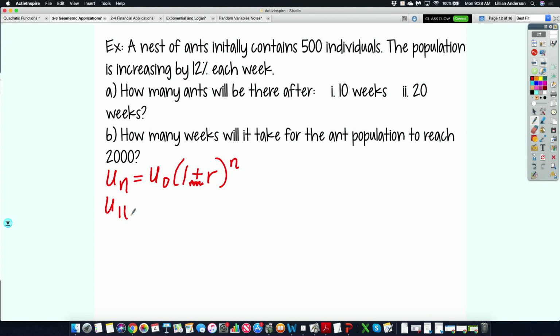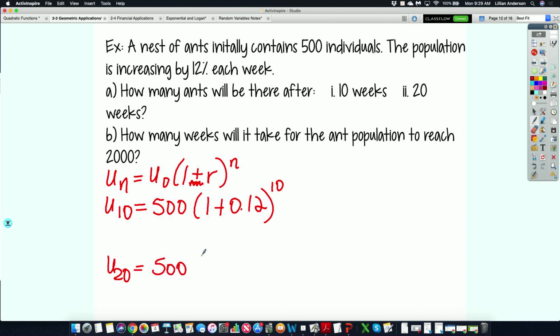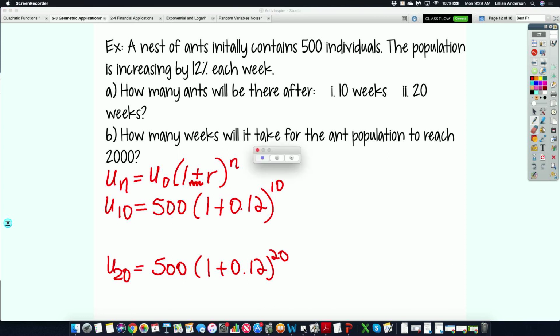So I'll have U sub 10 equals 5,000 times (1 plus the rate) raised to the 10th power. And then I'll type that in and I'll get my number of ants. I'll do a similar process to figure out 20 weeks. It's just instead of 10, I'll do 20. So find out my population after 10 weeks and 20 weeks.